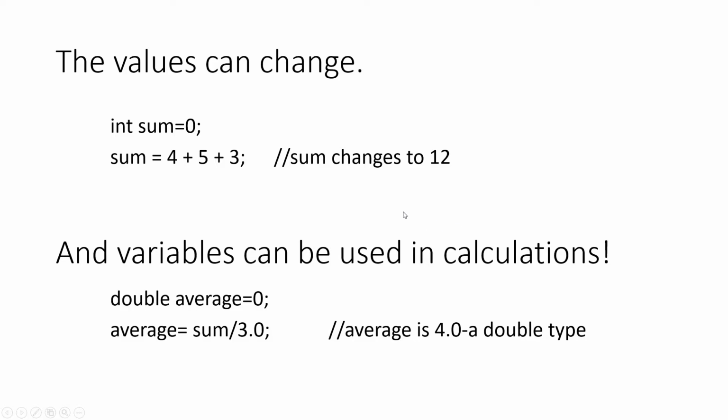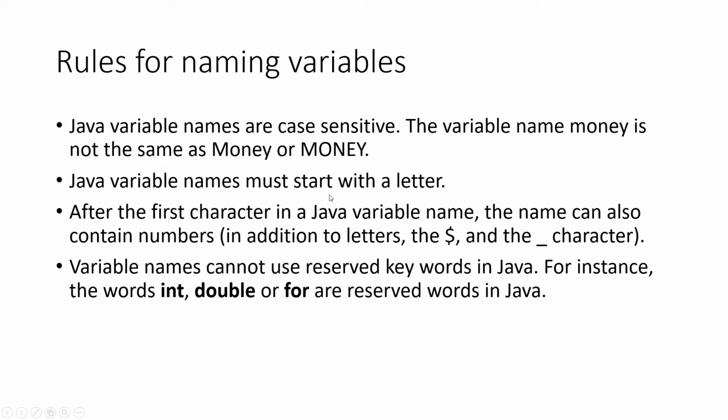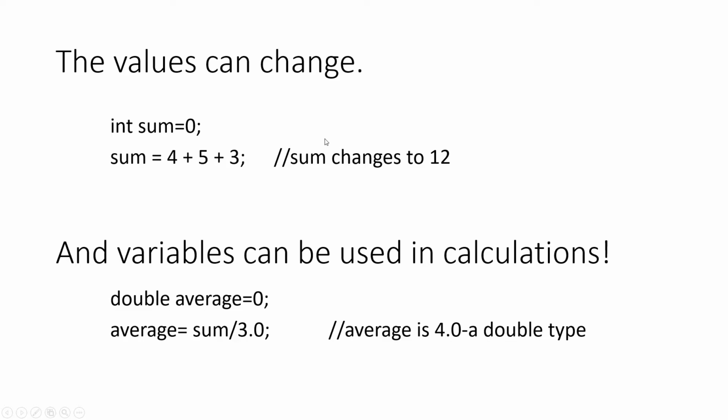Variables can also be used in calculations, and you see an example here. Double average equals 0, average equals sum divided by 3.0. And in this case, we use sum from above to calculate the average. Note that the average is 4.0. Even though it may be outputted at the screen as 4, you do have to know that it is a double type.